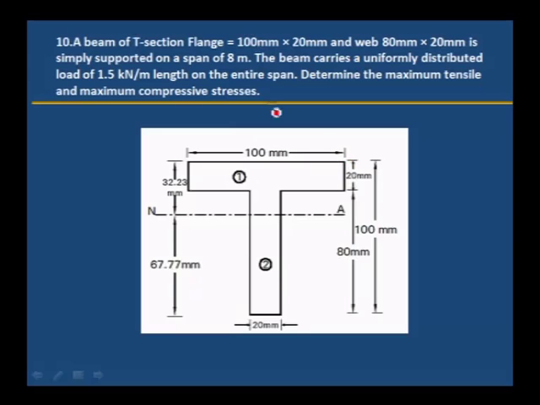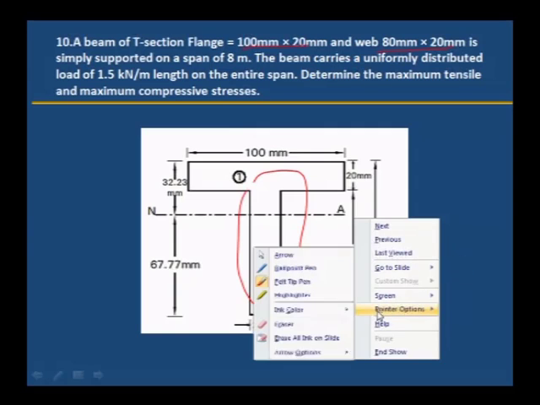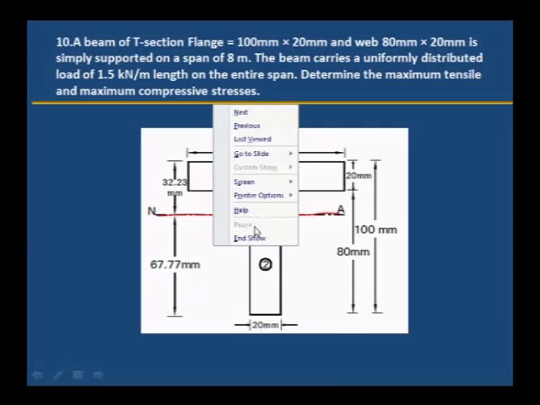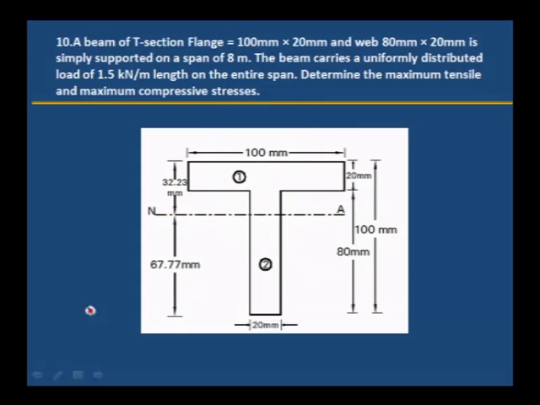100 mm is the top flange, size 100 into 20, and then 80 into 20 is the web portion. This is 80 into 20. We have to locate this neutral axis position, the way we did in geometrical properties for determining the centroid. We have to find out the centroid. We will calculate the y bar value. Like that, here we have to determine the y bar.